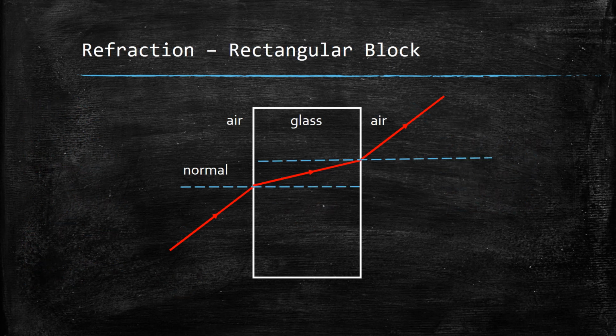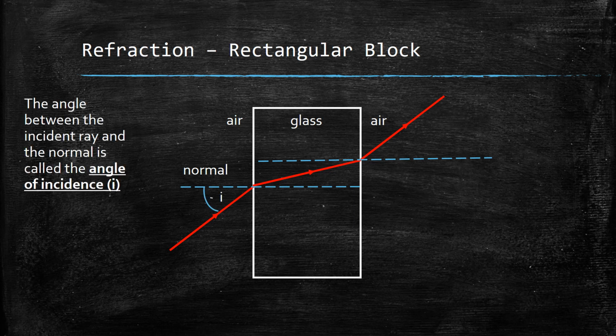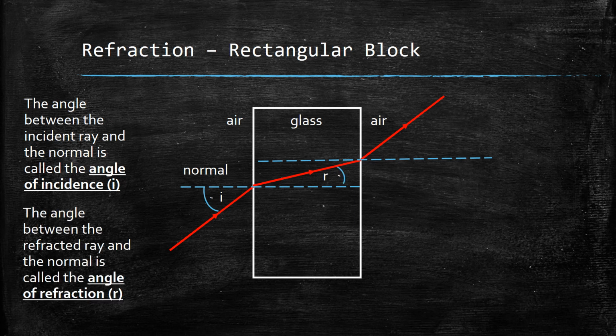Looking at this diagram again, we can note some key features. The angle between the incident ray and the normal is called the angle of incidence. The angle between the refracted ray and the normal is called the angle of refraction. And we see angles of incidence and refraction also from the boundary going from the glass to the air.